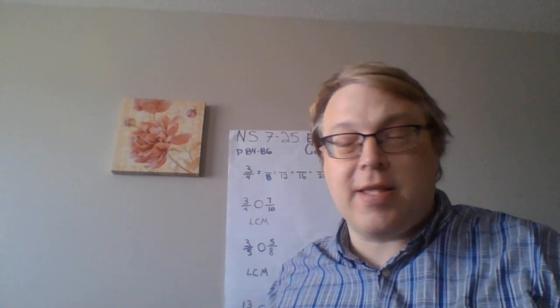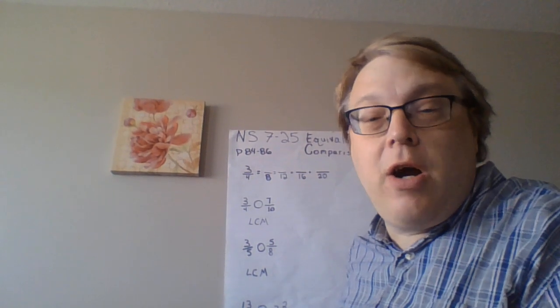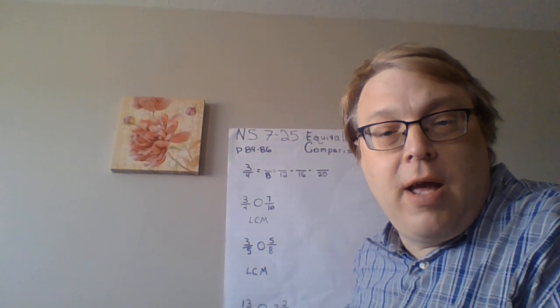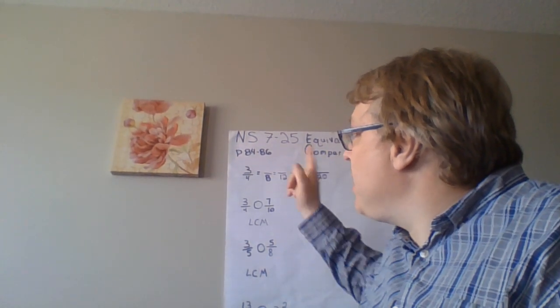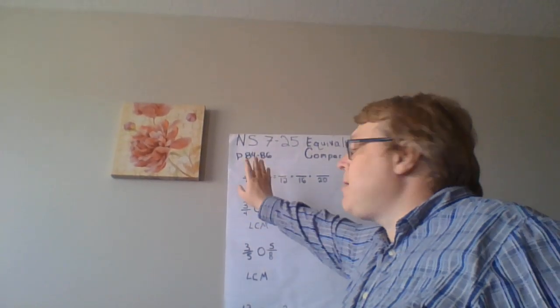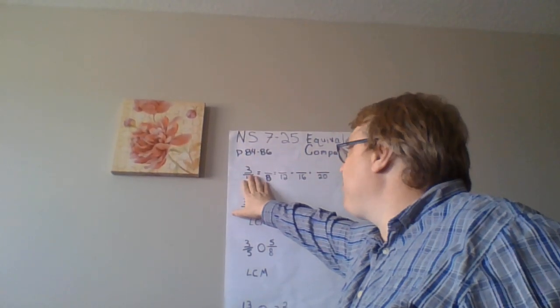Let's do some fractions. Okay, today we are working on number set 7, lesson 25, which is comparing equivalent fractions. This is on pages 84 to 86 in your math book. So let's make some equivalent fractions.